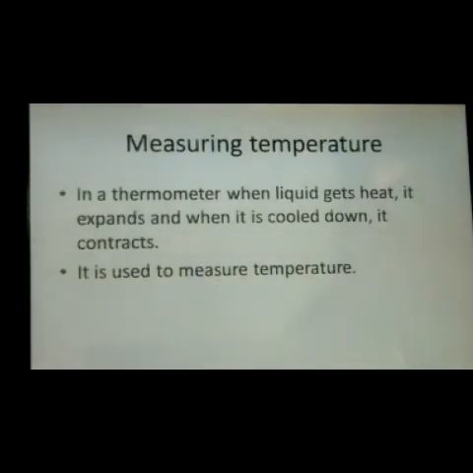And next one, measuring temperature. The temperature of the object is well approximated with the kinetic energy of the substance. The high temperature means that the molecules within the objects are moving at a faster rate. But the question arises, how to measure it? Molecules in any substance are very small, which we can't see, and we can't analyze or calculate their movement, right? So, in a thermometer, when liquid gets heated, it expands, and when it is cooled down, it contracts. It is used to measure temperature.